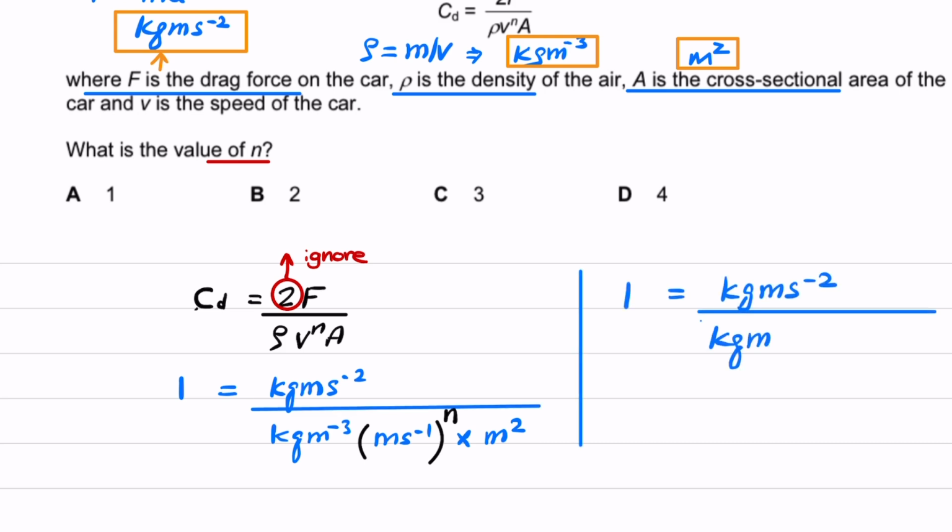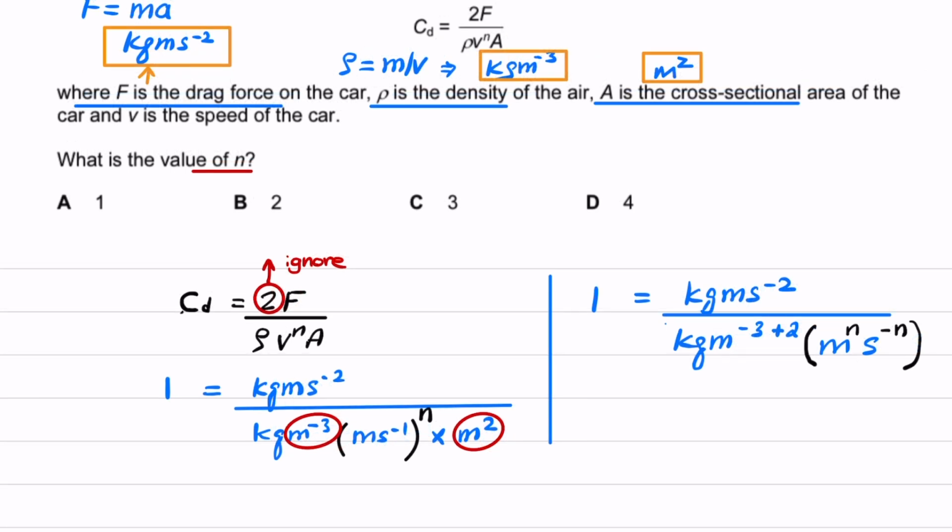What I can do here, you can see m has a power of -3 and m has a power of 2. So we will write it combined as m power -3 plus 2. Okay, and rewrite. Now open up this bracket, m power n, s power minus n. Right, so let's simplify the equation further.